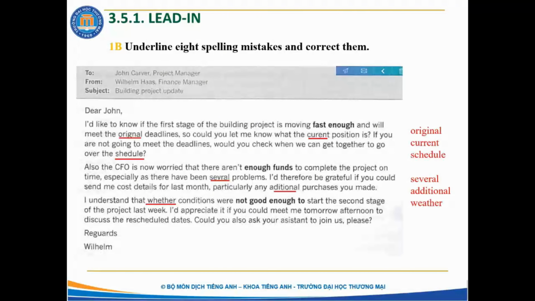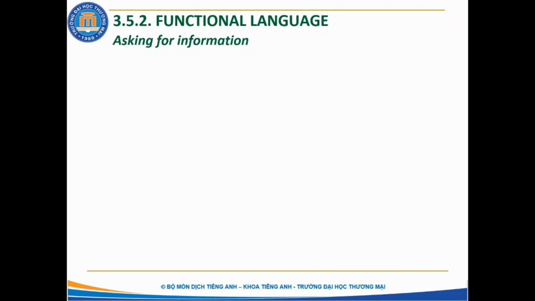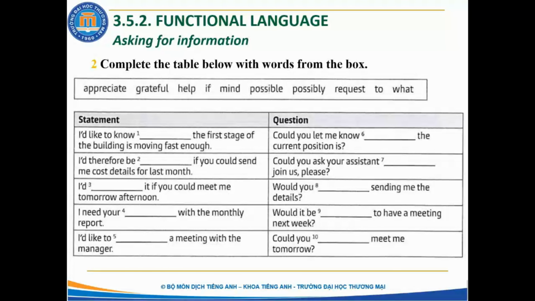And number 7, assistant, alright. And number 8, regards. Okay, so have you done the exercise correctly? Now let's move on to the next part, functional language. In this part, you are going to look closely at the language for writing an email asking for an update. So what you have to do now is to complete the table below with words from the box.